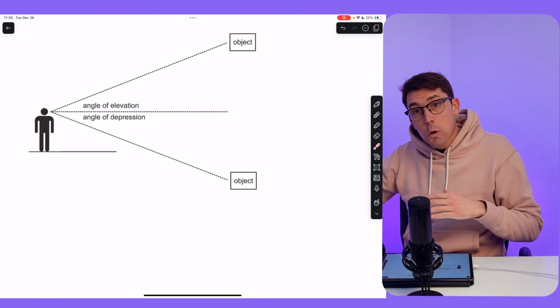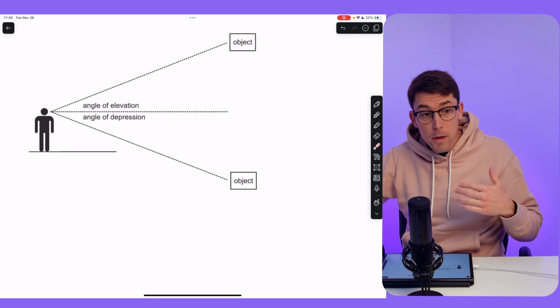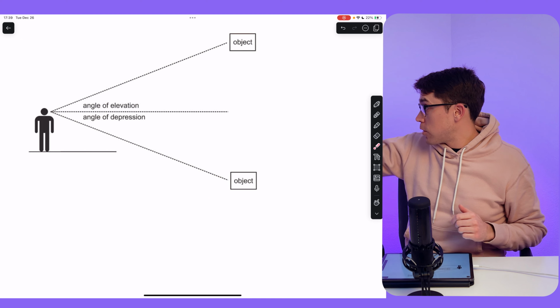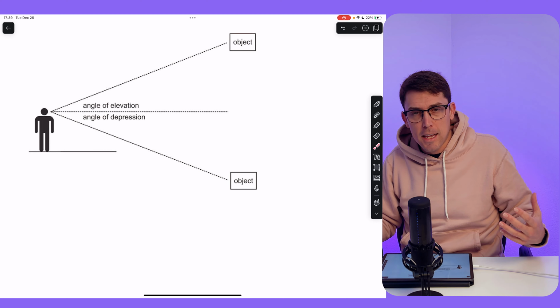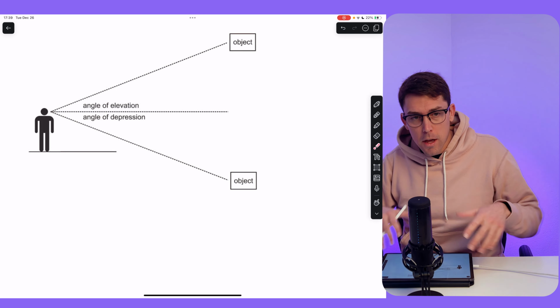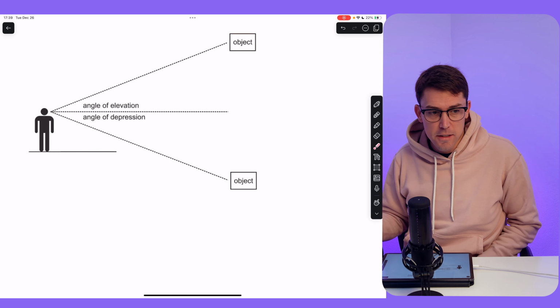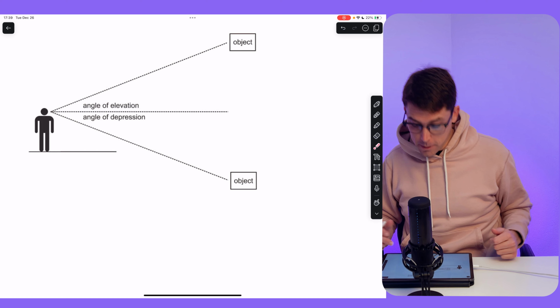Now, if we're looking down towards the ground, maybe we're at the top of a cliff and we want to look at something on the bottom, or if we want to see a squirrel or something that's on the ground, we are going to be looking straight and then we're going down. So remember, if you depress anything, it's to put it down. Okay, so that's some easy ways and semantics to remember what you're taking into consideration. So what does that actually look like in a word problem? Let's take a look.